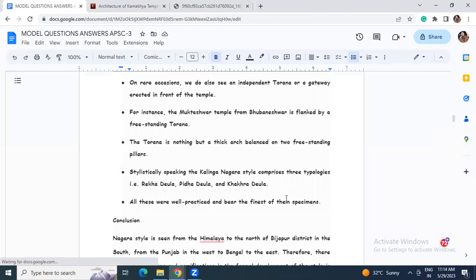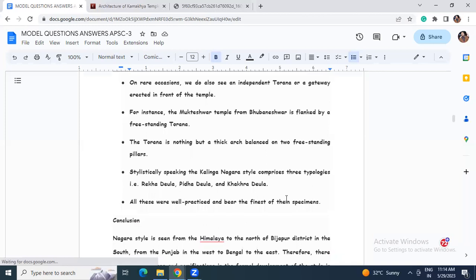Now, on rare occasions, we do also see an independent torana or a gateway erected in front of the temple. Rare occasion, sometimes we see on rare occasions, there is a torana or gateway in front of the temple.